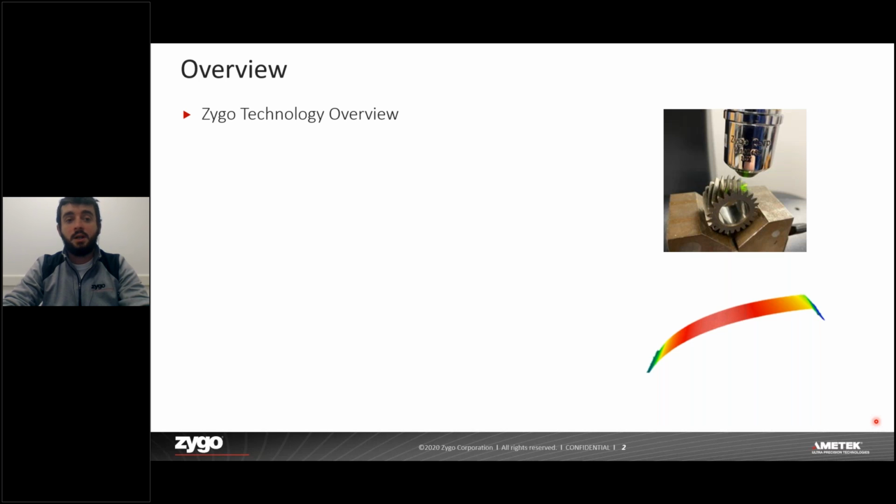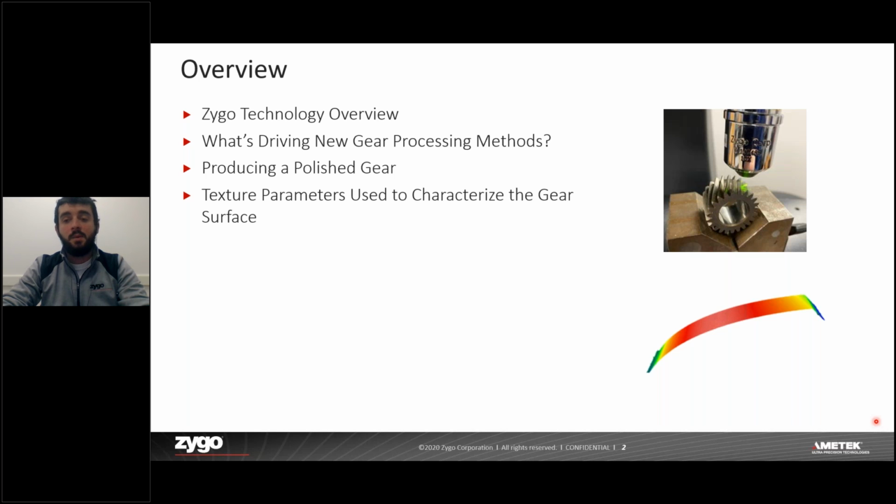First, we're going to go over ZYGO's technology. So we're going to be looking at our optical profilers specifically. Then we're going to get into what's driving new gear processing methods. Then we're going to look into producing a polished gear. Then we're going to get into some of the actual metrology, and we're going to be looking at texture parameters used to characterize the gear surfaces.